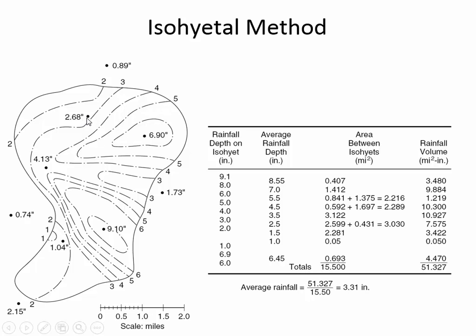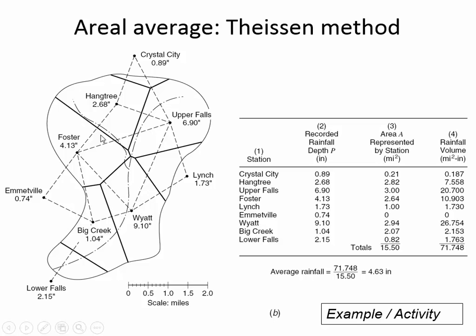In the Theissen method, the silly assumption that this makes is that everywhere inside of Upper Falls is 6.9 inches. And then as soon as you go over the border between this area and the next one, instantly the rainfall goes from 6.9 inches to 0.89.